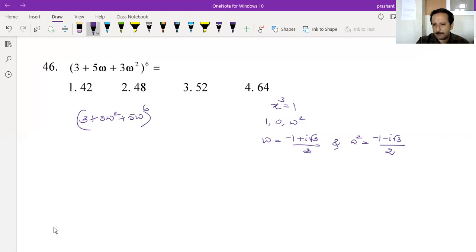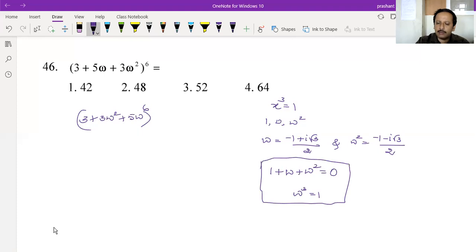Remember these two things. Then two of its properties are 1 plus omega plus omega square equal to 0 and omega cube is equal to 1. These two are very important formulas.